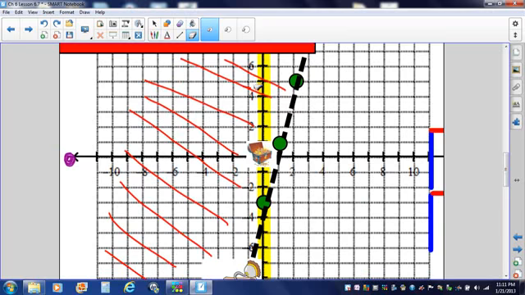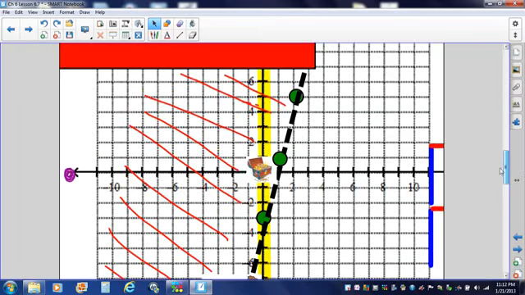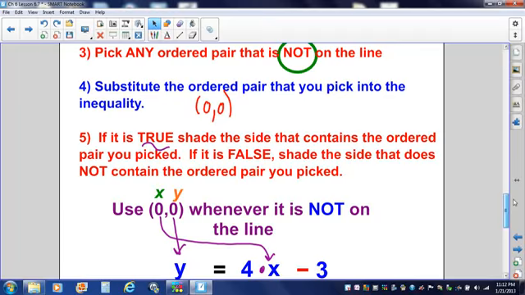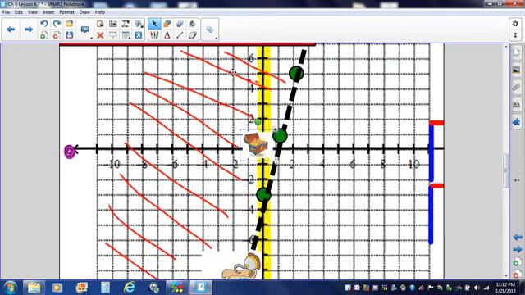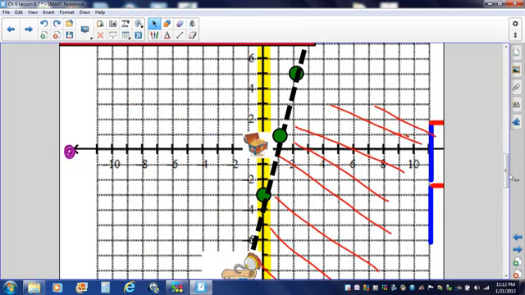Now, let's just pretend that you got false down here. If you got false, that means the treasure is not here. The treasure is buried over here somewhere. So if you got false at the very end, instead of shading the left side, you would shade the right side.